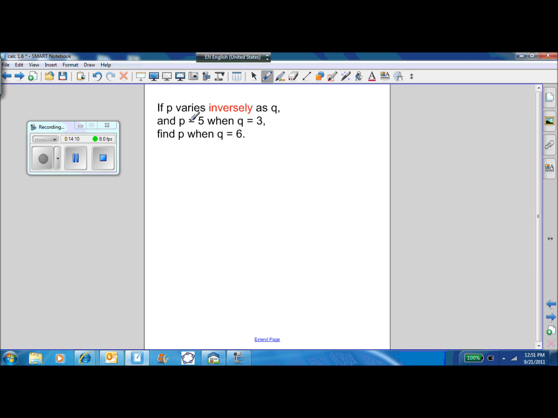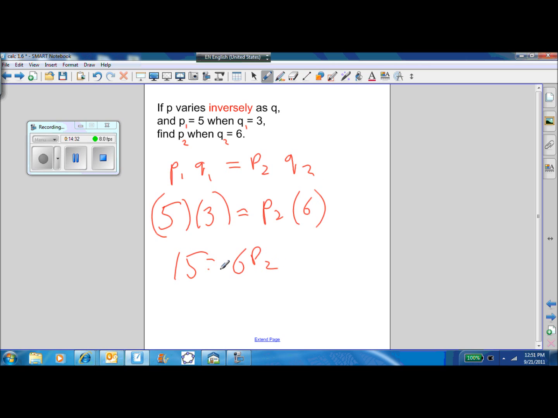Now, this is pretty much the same example, but I changed the word to inversely. With inverse variation, it's P1 times Q1 equals P2 times Q2. So if we call this 1, and in this case 2, we get P1, 5, times Q1, which is 3, equals P2, which is unknown, times Q2, which is 6. So we get 15 equals 6 P2, or P2 equals 15 sixths, which reduces down to, take out the 3's, 5 halves. There you go.